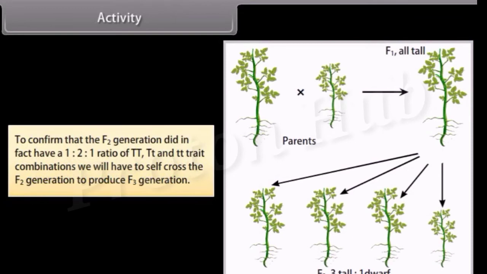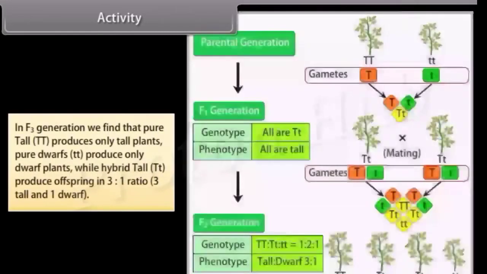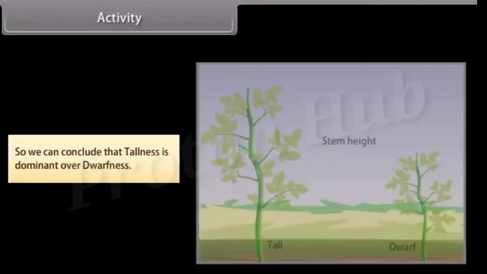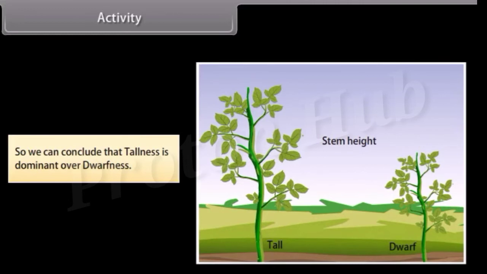Activity. To confirm that the F2 generation did in fact have a 1:2:1 ratio of TT, Tt and tt trait combinations, we will have to self-cross the F2 generation to produce the F3 generation. In the F3 generation we find that pure tall, TT, produces only tall plants, pure dwarfs, tt, produce only dwarf plants, while hybrid tall, Tt, produce offspring in a 3:1 ratio, 3 tall and 1 dwarf. So we can conclude that tallness is dominant over dwarfness.